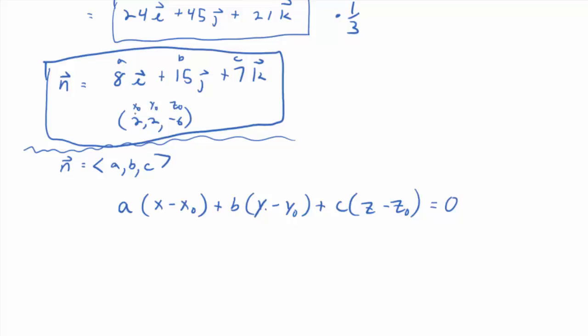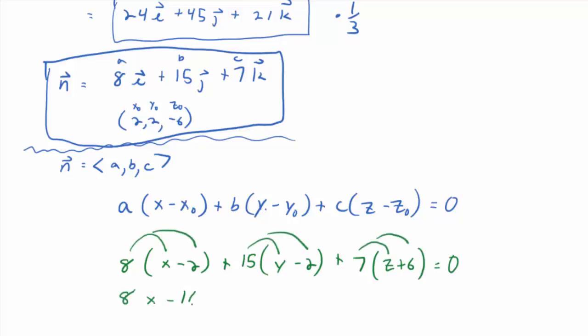So fill in A. What's A? 8 times X minus 2. There you go. Plus B, 15 times Y minus 2. Plus C, 7 times Z minus negative 6, so Z plus 6 equals 0. 8x minus 16, multiply it out, plus 15y minus 30, plus 7z plus 42 equals 0.